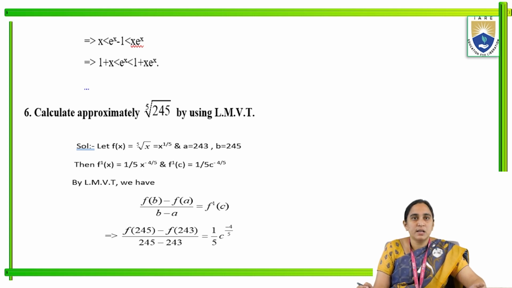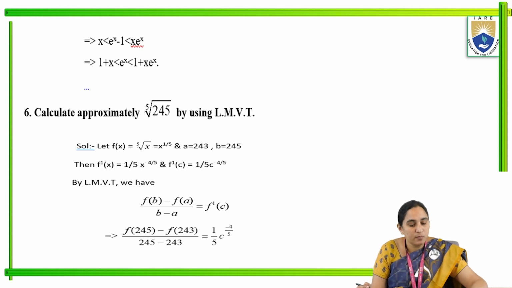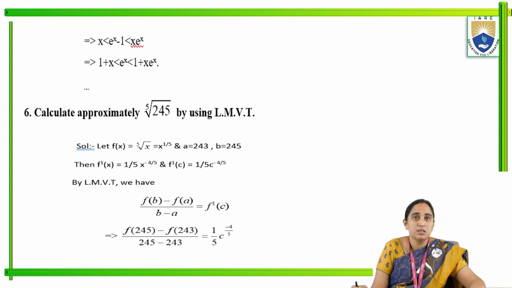Here, by using Lagrange's, first we proved the fourth one, and the next one is the fifth question. Now I'll go through the next question: calculate approximately the fifth root of 245 by using Lagrange's mean value theorem. This is another question. First, we proved the tan inverse x trigonometric function, and after that the exponential.